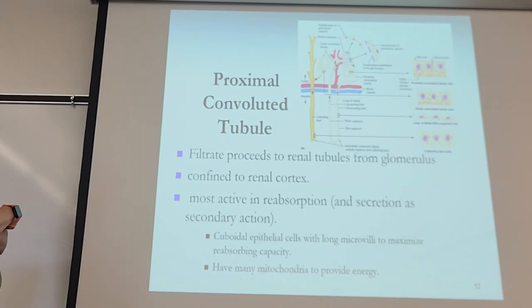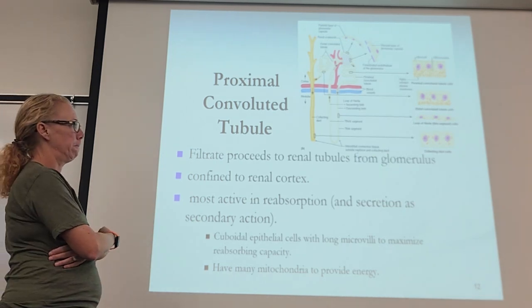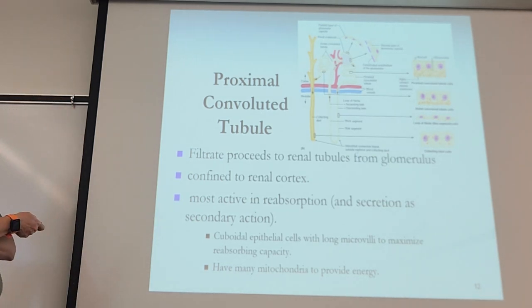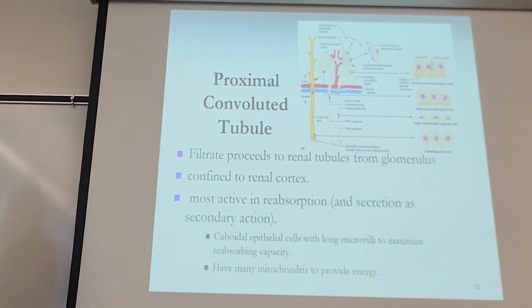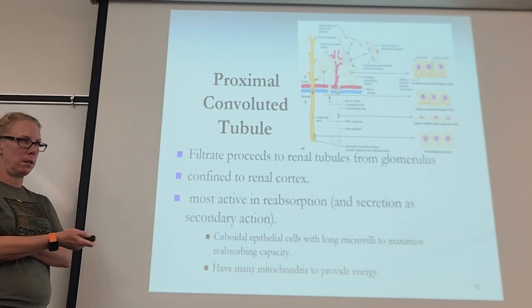Okay, so let's talk about each part of the nephron. So the PCT connects itself to the renal corpuscle. You only find the PCTs in the cortex. This is where the most reabsorption happens. Okay, the most reabsorption happens in the PCT. And because reabsorption happens the most in the PCT, there's going to be epithelial tissue that promotes the most reabsorption in the PCT.